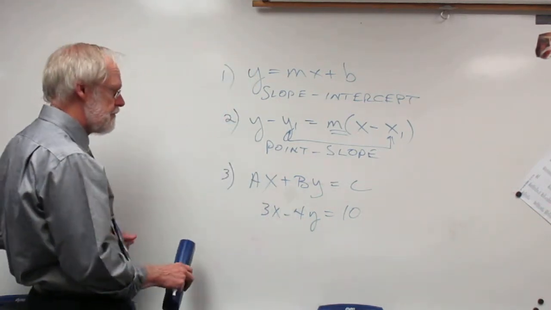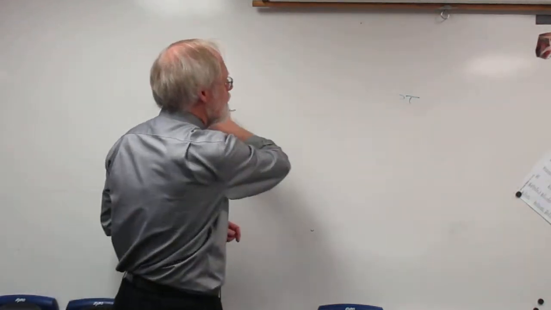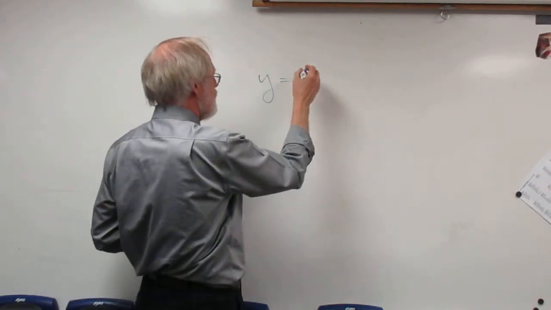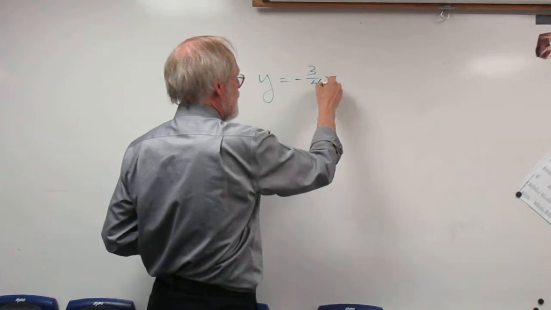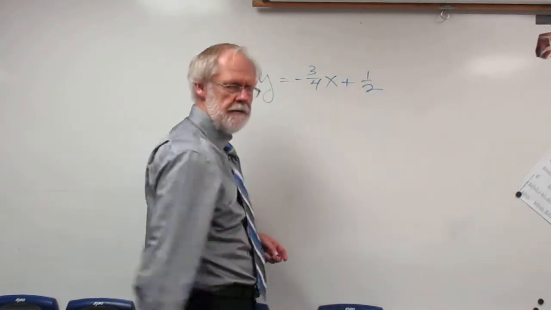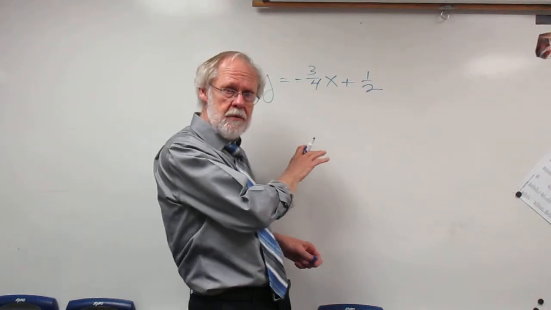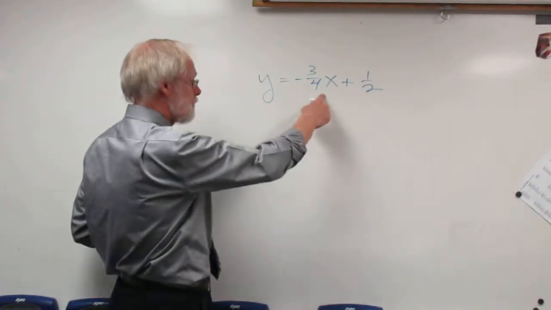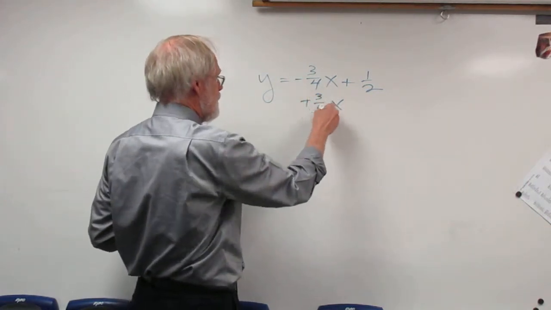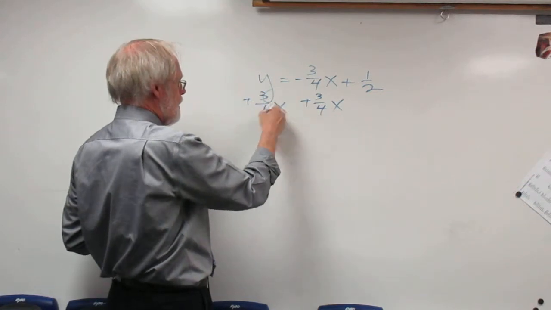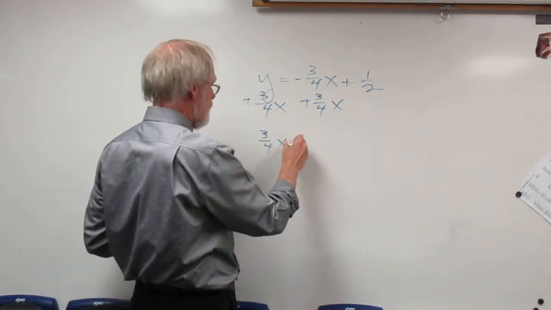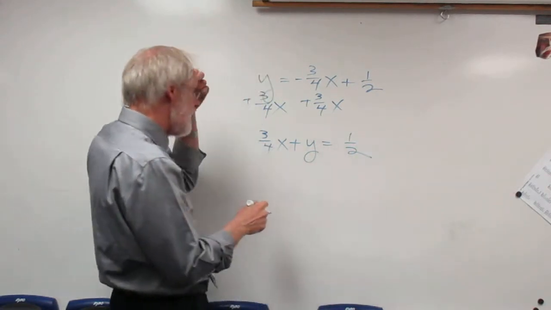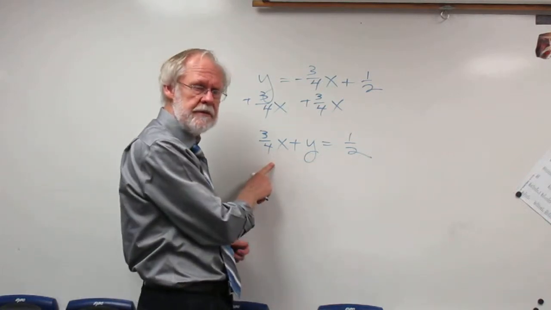So let me take this away for a moment, and we'll look at a standard. Let's do this. y equals -3/4 x plus 1/2. All right. That's clearly a linear equation in slope-intercept form. Now, let's say we want to change it into standard form. So we're going to add 3/4 x to both sides. And I get 3/4 x plus y equals 1/2. Kind of looks like standard form, but not yet, because you cannot have fractions and decimals in standard form.